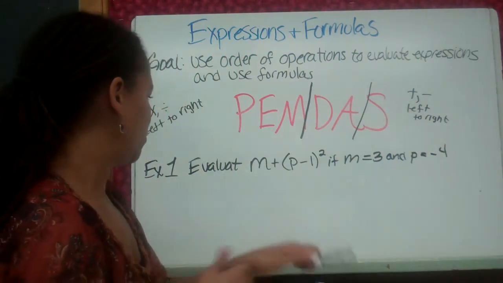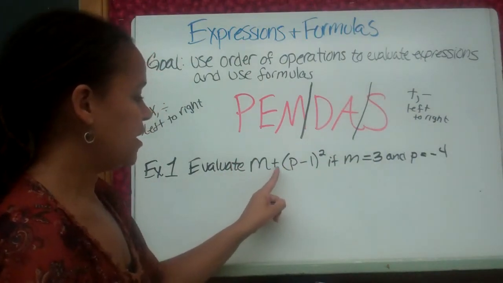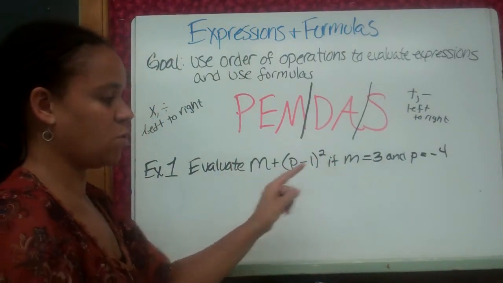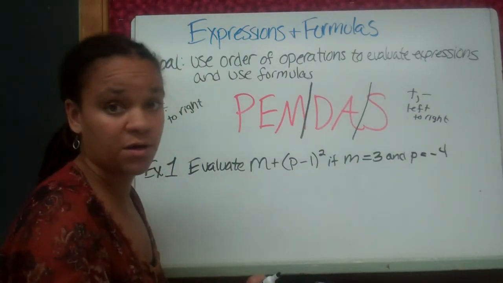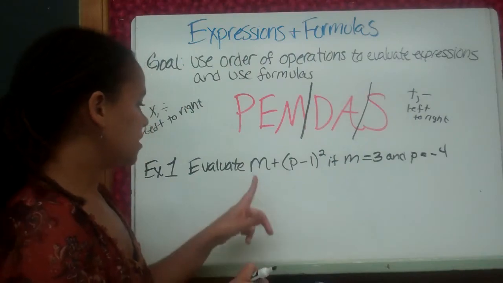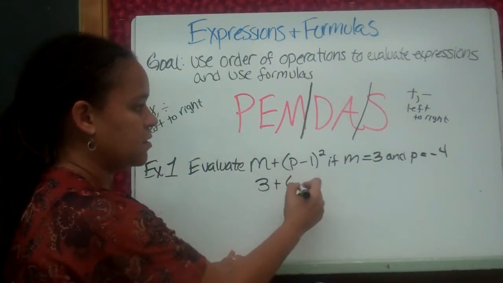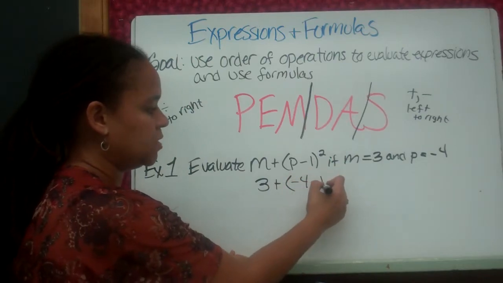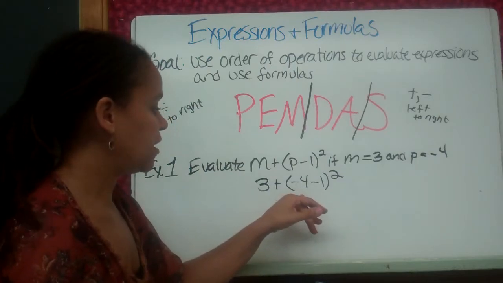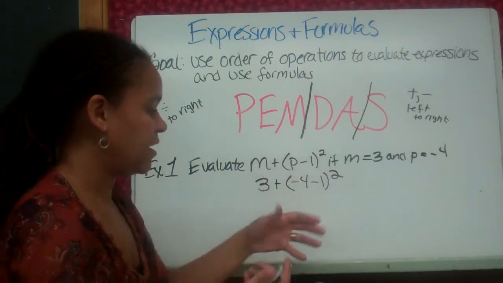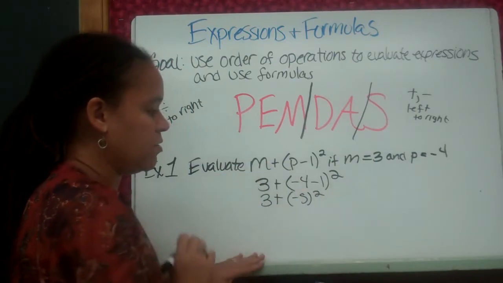So if you were to evaluate an expression such as m plus (p minus 1) squared, if m is equal to 3 and p is equal to negative 4, we're just going to plug them in and find out what we get. So for m, we're going to put in a 3. So we have 3 plus (negative 4 minus 1) squared. Make sure we go back to our parentheses now. Negative 4 minus 1 would be negative 5. So we would have 3 plus negative 5 squared.